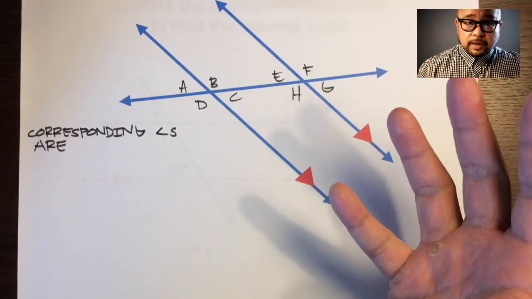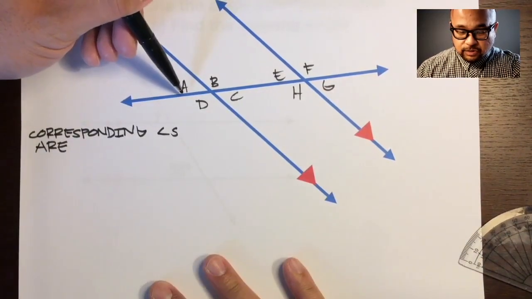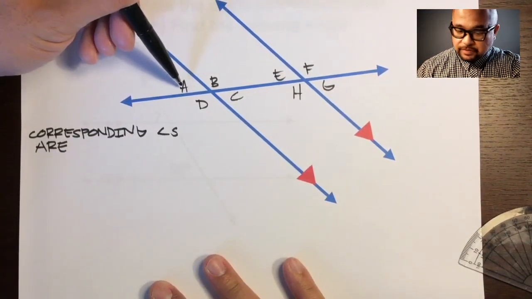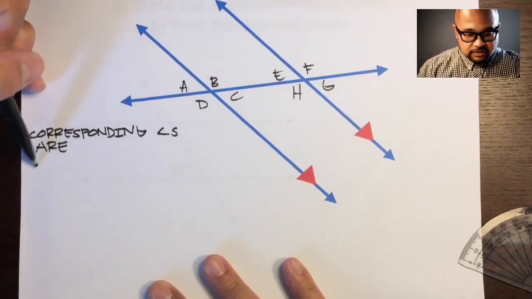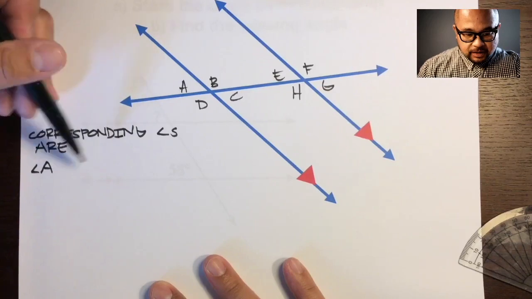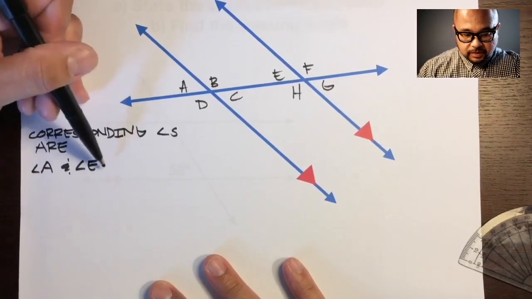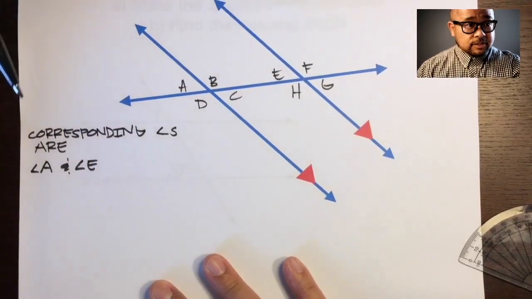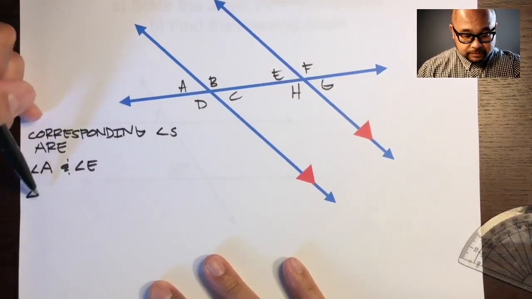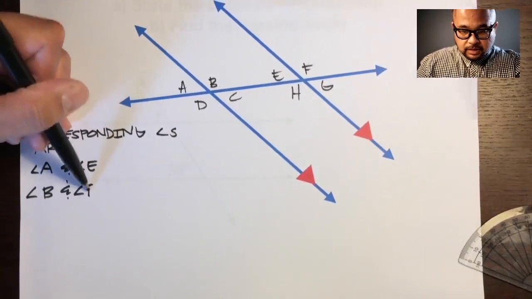So remember, corresponding angles means same position. Let's start with A. A's corresponding angle: A is above the line and to the left of a line. So it's A and E. So let's write angle A and angle E. Let's put angle B and angle F are also corresponding.